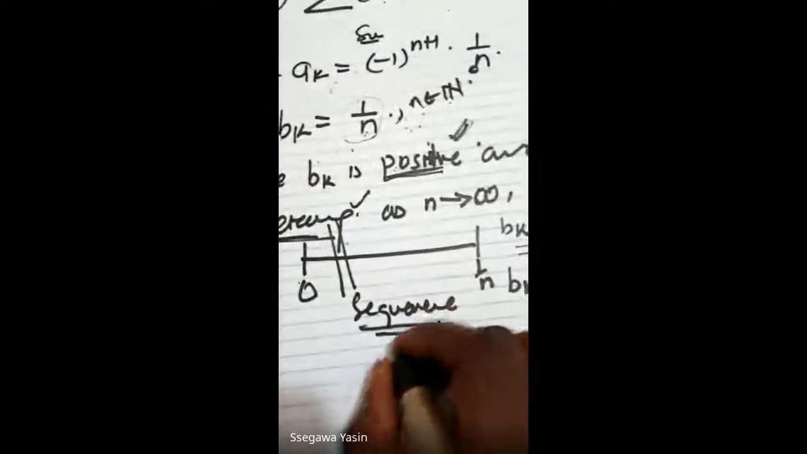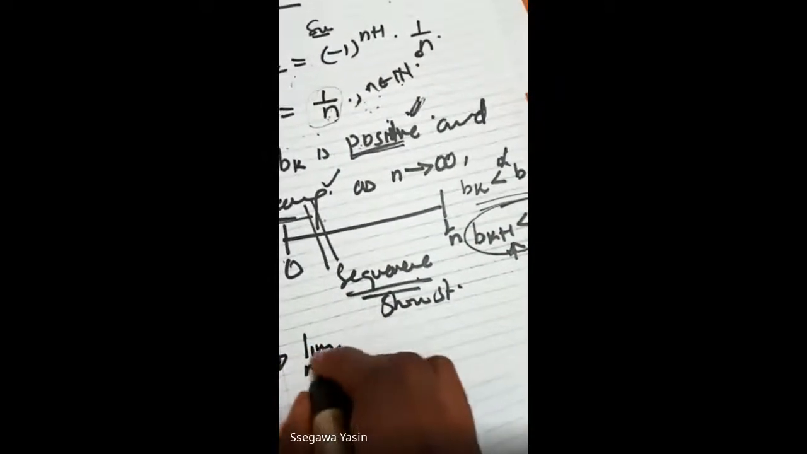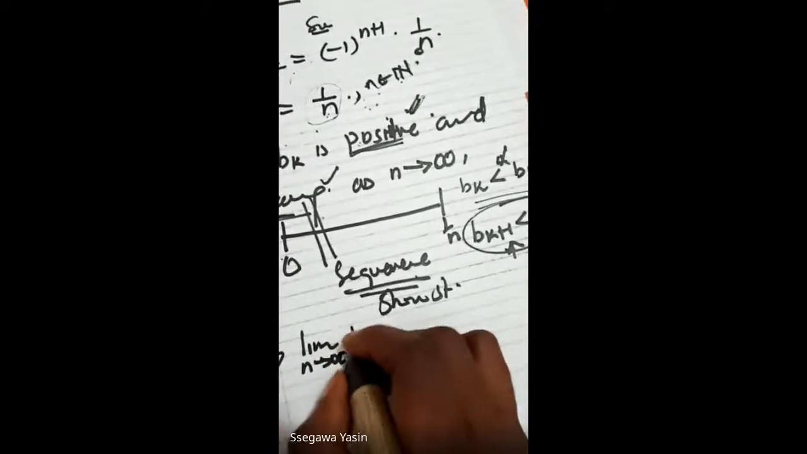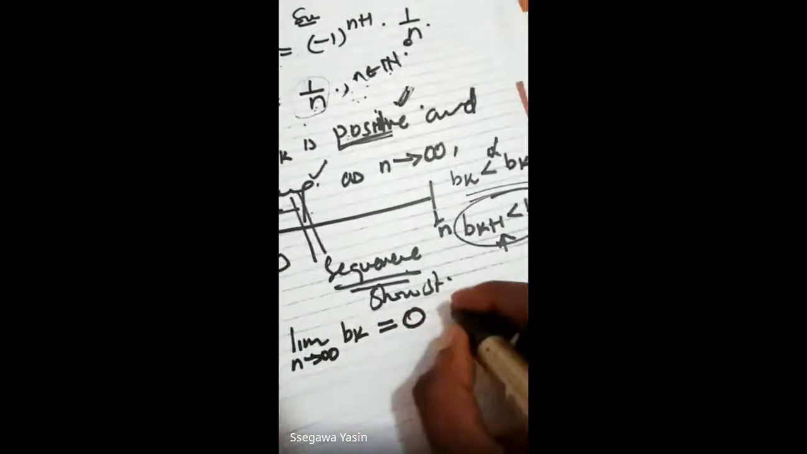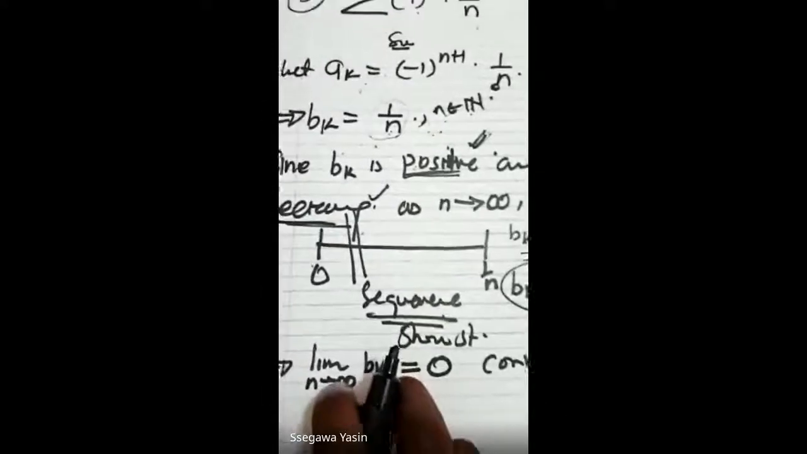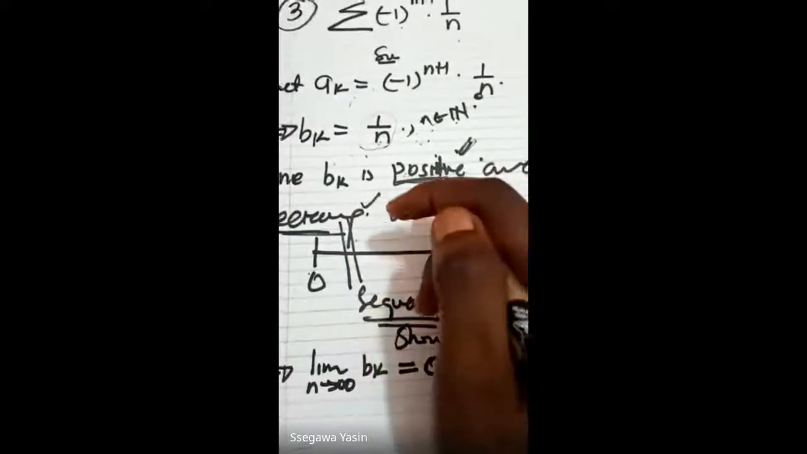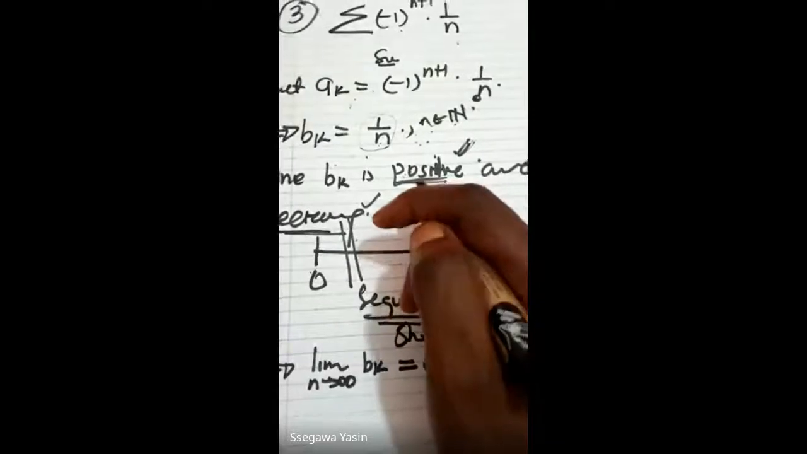So here you are going to show that it is positive. Already we can see. Decreasing, you are supposed to show it, using this idea here. Then third, you are supposed to show that the limit as n goes to infinity of b_k is 0, and then conclude that it is convergent. Automatically this answer is 0. When you take the limit of 1 over n, the answer will be 0. So I'm requesting you, do whatever.